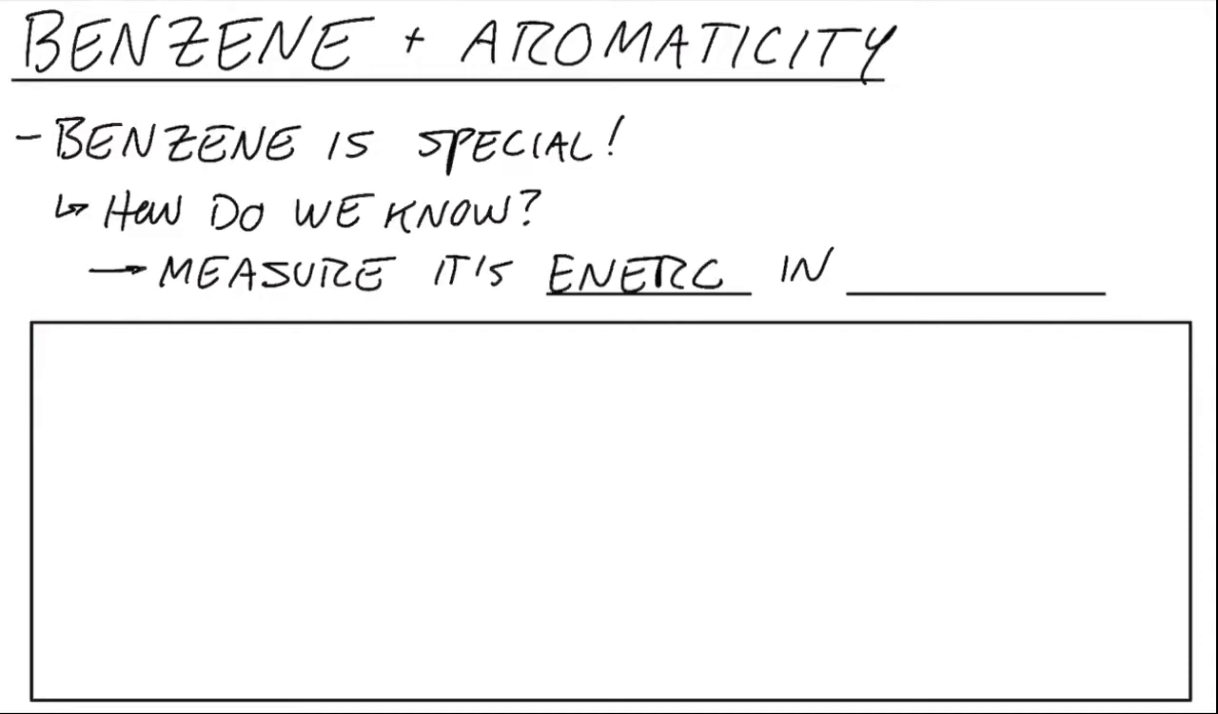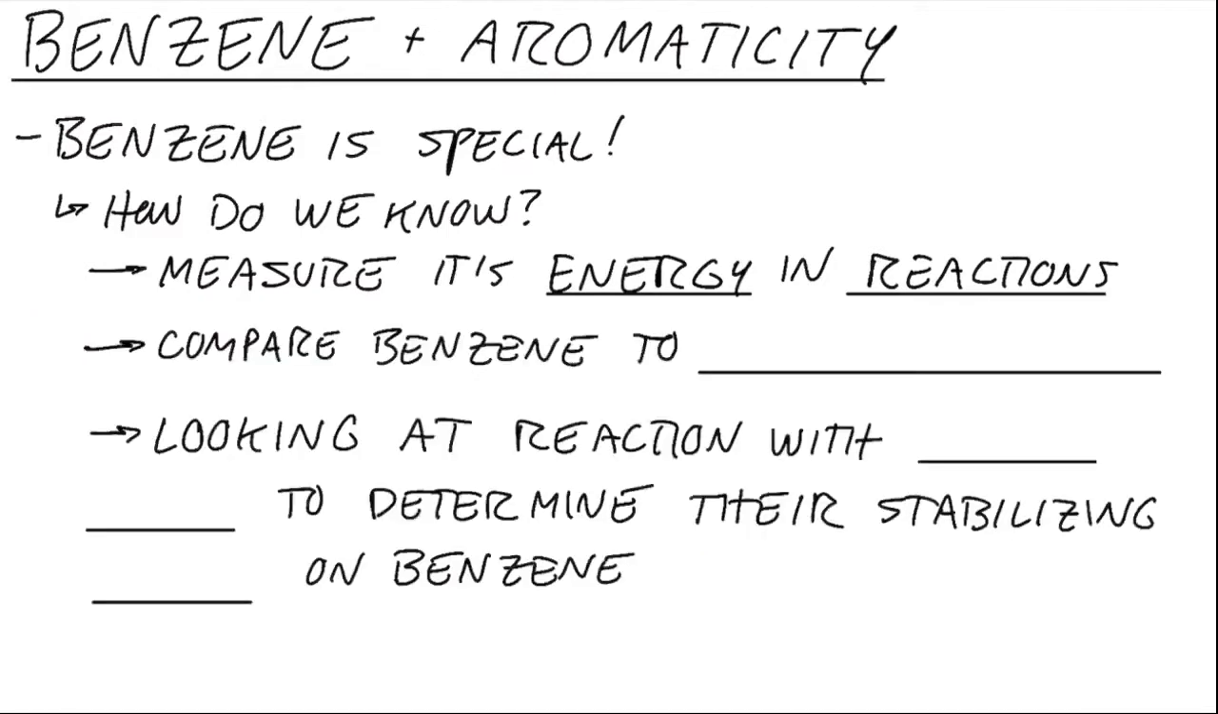Well, we can tell that it's special because we're going to measure its energy in different reactions. And what does that tell us? It's going to tell us how stable it is. The other thing that we're going to do when we think about benzene and reactions is compare the compound benzene to other similar compounds to get an idea of what their energy is and see if it makes sense that benzene has the energy that it does. And we'll look at an example of this here in a moment on the next slide.